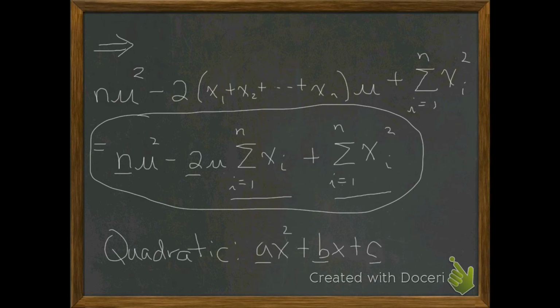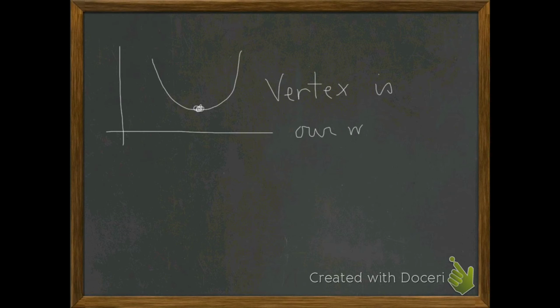Now, also notice that our leading coefficient n here has to be bigger than 0. We're going to look pretty goofy if we start collecting negative sample sizes. So this tells us that we're going to have a parabola somewhere that opens up very, very nicely, so that our vertex is our minimum.